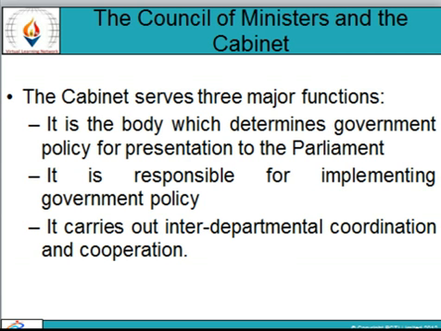The cabinet serves three major functions. It is the body which determines government policy for presentation to the Parliament. It is responsible for implementing government policies. It carries out interdepartmental coordination and cooperation.